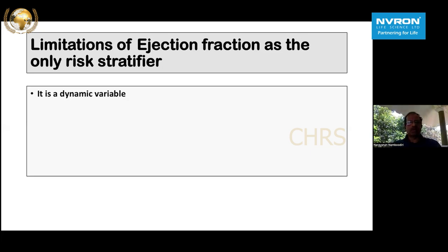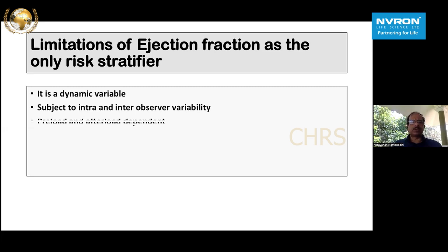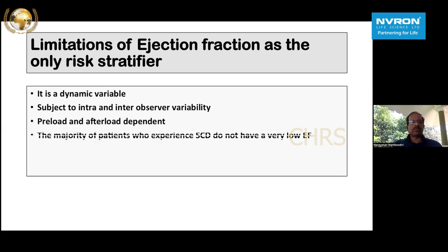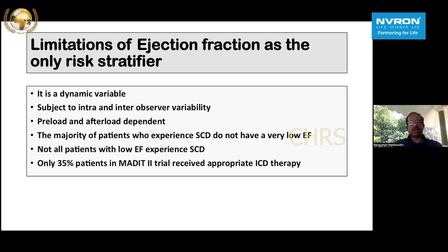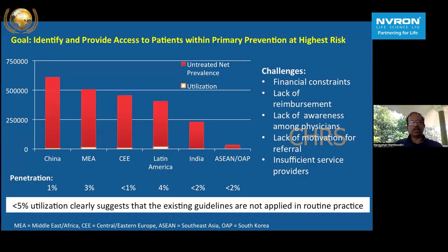Ejection fraction has limitations. It's a dynamic variable, subject to intra- and inter-observer variability, and preload and afterload dependent. As I mentioned, the majority of patients who experience sudden cardiac death do not have a very low EF, and not all patients with a low EF experience SCD. Only 35% of the patients in the MADIT trial received appropriate ICD therapy, but of course many of them could have been life-saving.